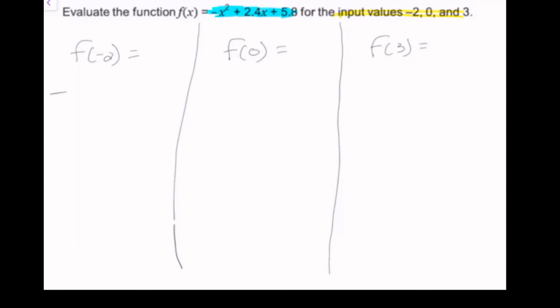How many different places do you see x? I see it in 2 different places: in between the negative and the squared sign, so negative x squared, and then multiplied by the 2.4, 2.4x. So I'm going to write out the equation 3 different times, leaving a space blank where I see the letter x. Remember, we are evaluating functions.